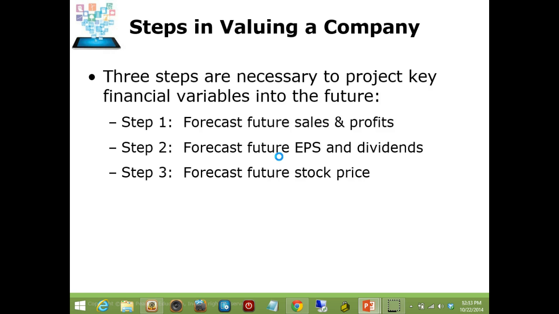I don't want to say it guarantees a valuation, but it sort of gives you a good estimate. So one would be forecasting future sales and profits. You can see what I'm saying is an estimate because you're forecasting.